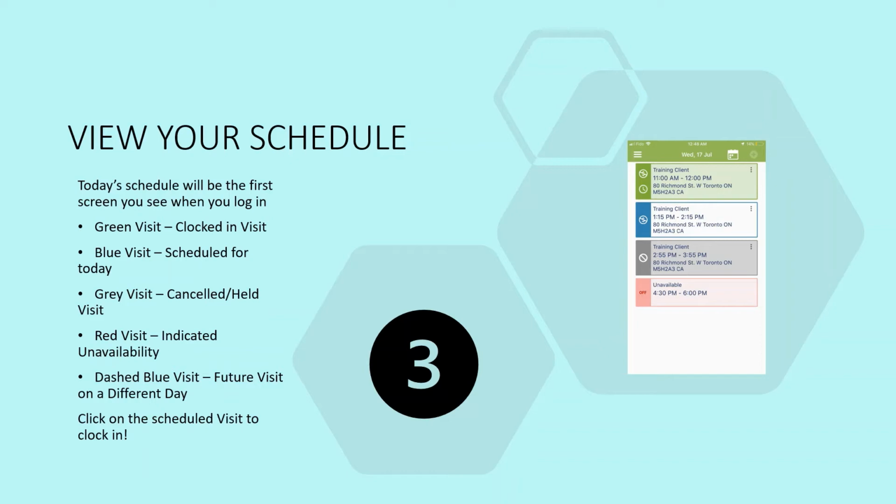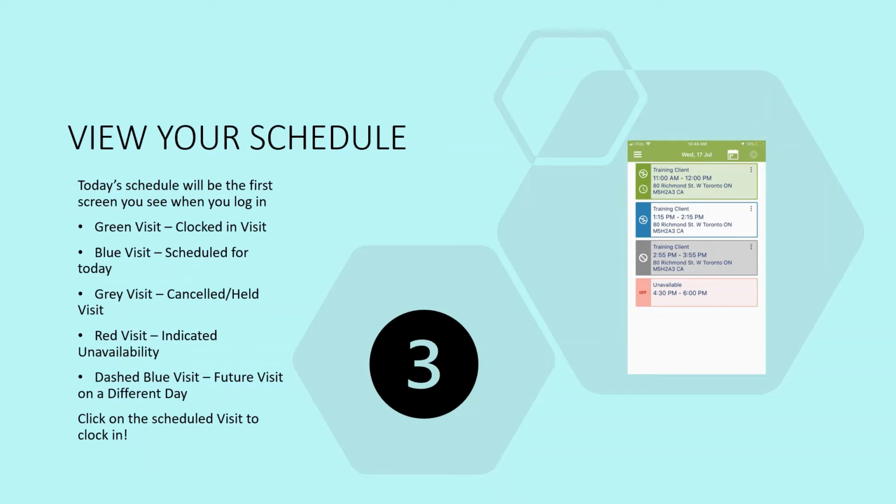If you're seeing more than one person, you'll see several color-coded entries. Green means clocked in, so if you see any green visits, that's a visit you're still clocked in on. Blue visits are those that are scheduled for some time today. A canceled visit will appear in gray, and if you've told us you're not available, you may see a red visit. A blue striped or dashed visit is one that takes place in the future.